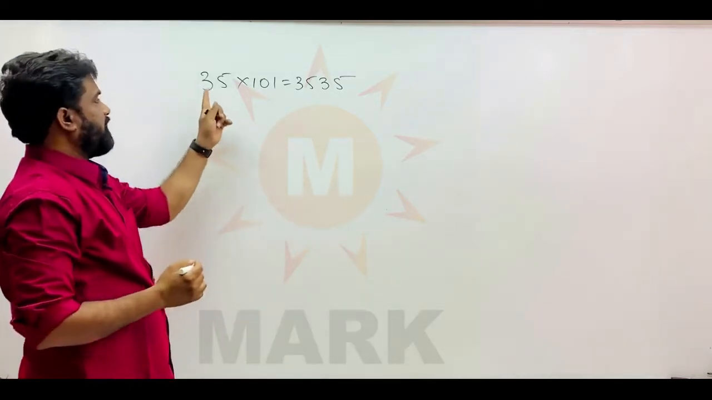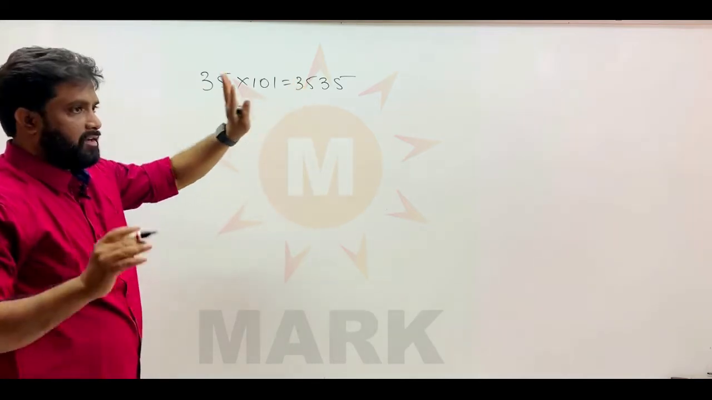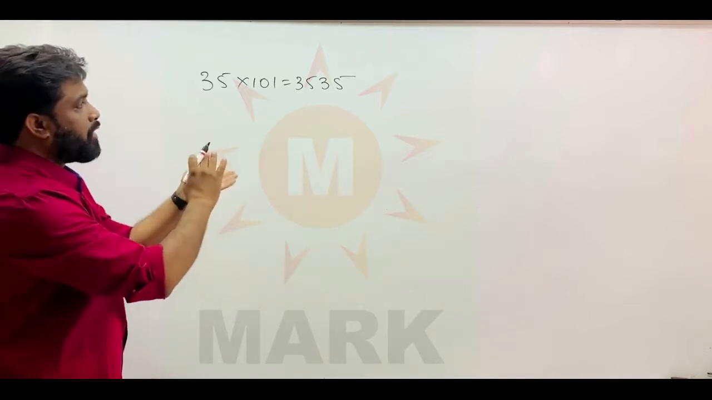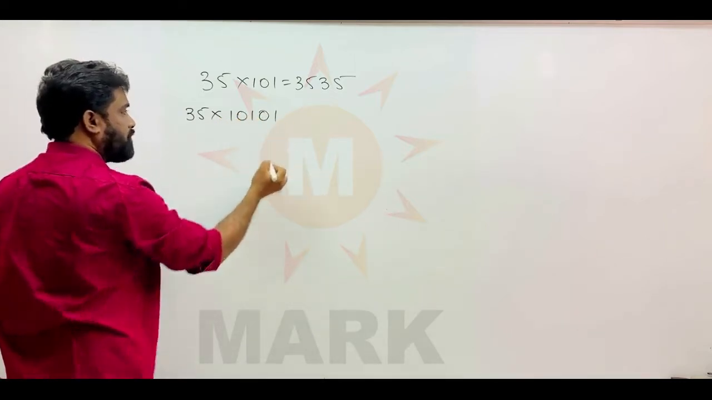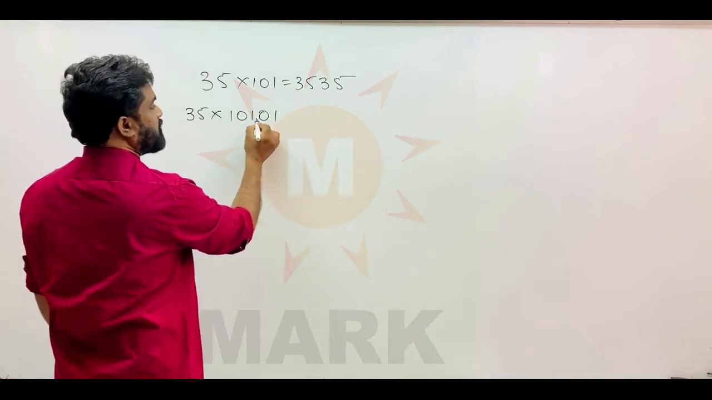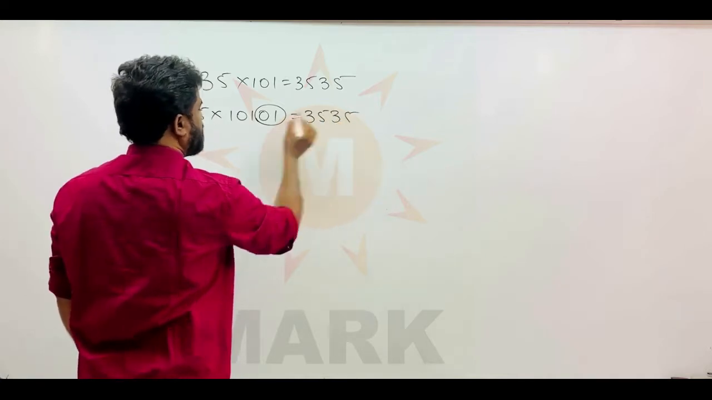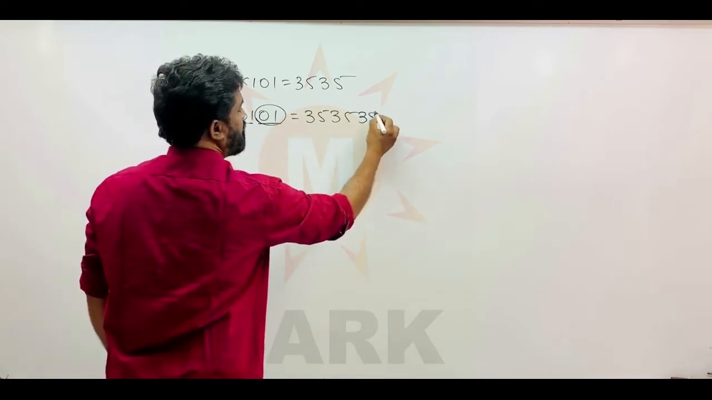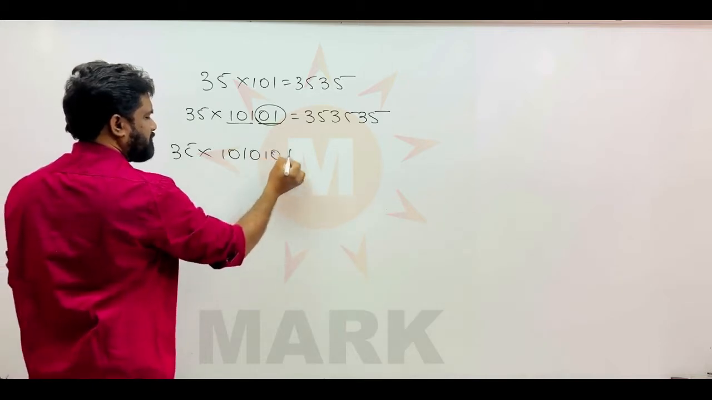Friends, you know that whenever any two-digit number is multiplied with 101, the number will come two times. That will become 3535. Now, as the 01s are increased, the number also will increase. Suppose I write 35 into 10101, so one more 01 is added. That means one more time the 35 will come. For 101, you write 35 two times anyway, and since one more 01 is there, you write it one more time.